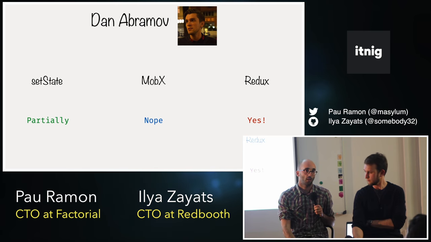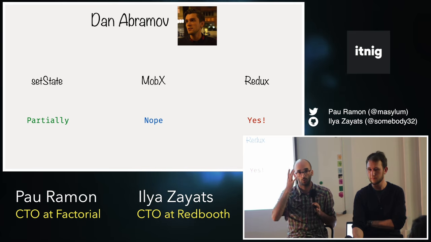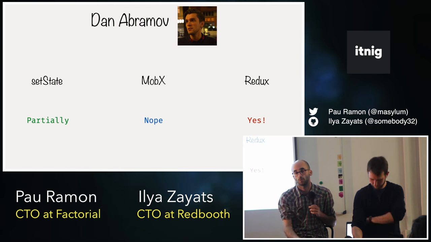So I think it's magicality. It's great when it works. When it doesn't, you have to remember how it works, and implicitness is always a bit tricky.